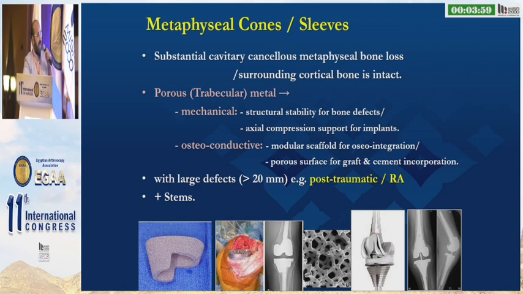So for the substantial cavitary cancellous bone loss at the metaphysis, and still you have got a surrounding intact cortical bone, you can use cones or sleeves. These are porous or trabecular metal. It serves two functions. Mechanical function, it gives you stability for the bone defect and for the implant. And it has got as well osteoconductive function. It acts as a modular scaffold for osseointegration, and it serves when incorporated into the graft or the cement. We use this for only large defects, like in post-traumatic defects, our talk today, and rheumatoid arthritis, plus stents.